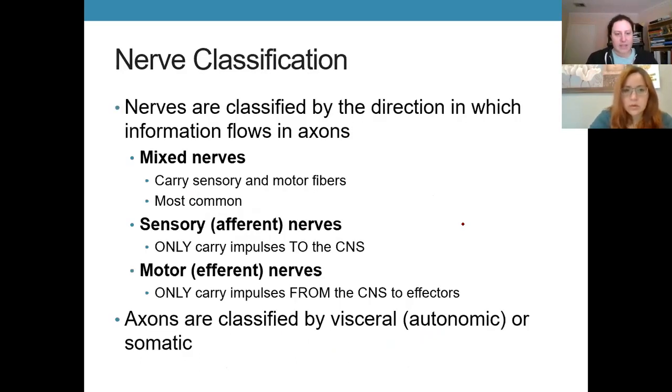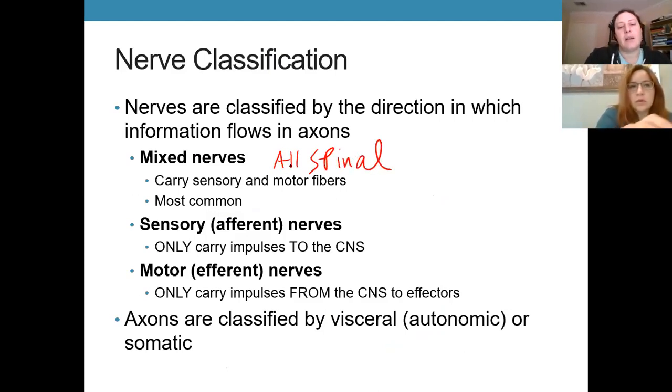We find that there's different ways to classify nerves based on the direction of information flowing in the axons. Now, the vast majority of nerves are mixed in that they're carrying sensory axons back to the central nervous system and motor axons from the central nervous system. All spinal nerves are like this.